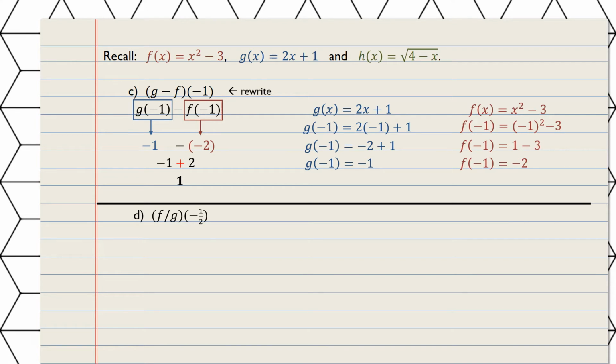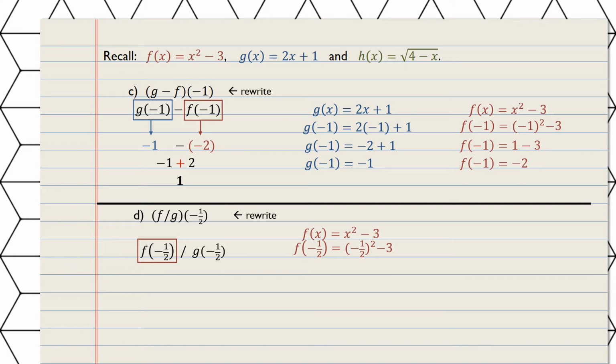For part D, we are being asked to find f divided by g with the value of negative 1/2. The first thing we need to do is rewrite this. This really means f of negative 1/2 divided by g of negative 1/2. So we start with the first function, which is the f function, x squared minus 3. Now every time you see x, you plug in a value of negative 1/2. And we follow GEMS. We have no grouping, but we do have an exponent.